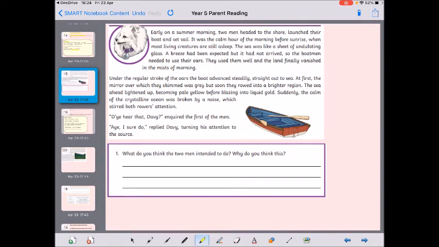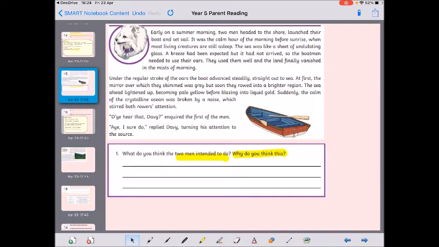Here we have a paragraph, again linked now to prediction. This question asks, what do you think the two men intended to do? And why do you think this? This paragraph is discussing that there are two men heading out to shore on their boat and they're setting sail. When you read the rest of the paragraph, you begin to wonder what it is that they are doing. So the children would have to predict why they went out to shore.